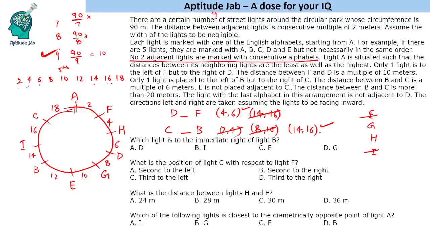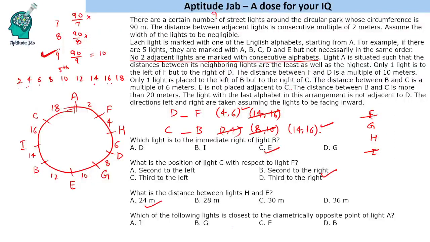Okay. So the first question is, which light is to the immediate right of light B? Now, these lights are assumed to be facing inward, right? So all are inward. So the light to the right of B is E. Position of light C with respect to light F. So this is light F. Okay, so this is the second light to the right. What is the distance between H and E? H and E, 6, 8, 10, that is 24 meters.